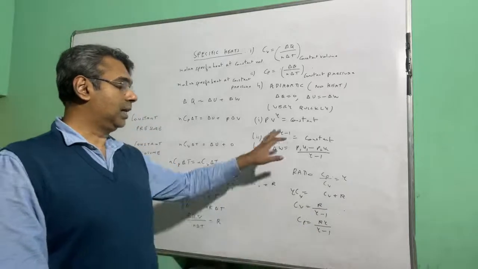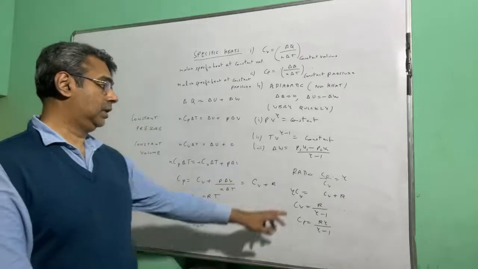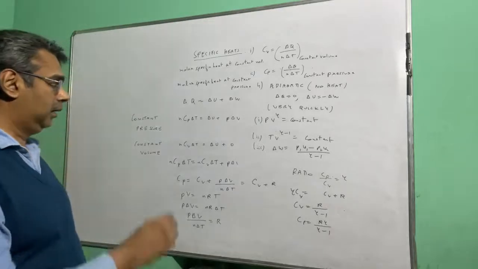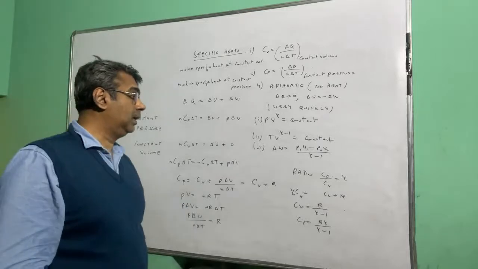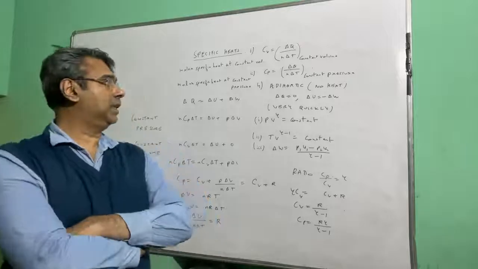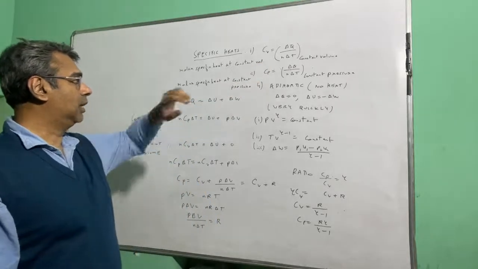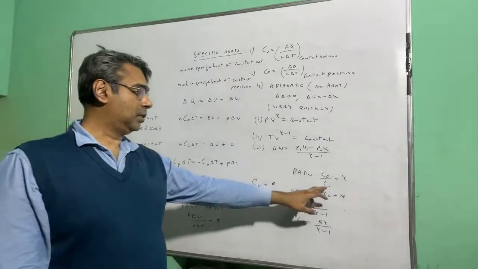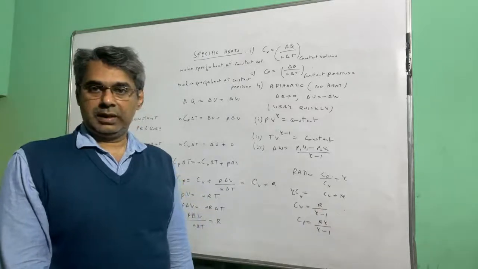So now you know exactly what is gamma. Gamma is the ratio of Cp and Cv, the ratio of specific heats. We have discussed two types of specific heat: molar specific heat at constant volume and molar specific heat at constant pressure. The ratio of both of them is called gamma, and Cp and Cv in terms of gamma is this.